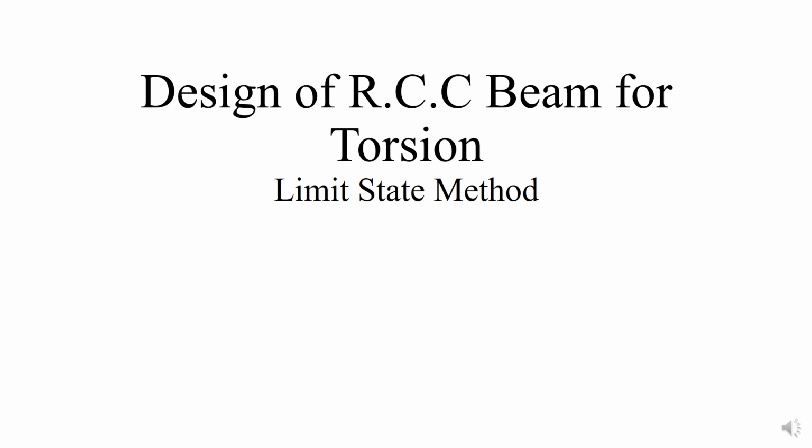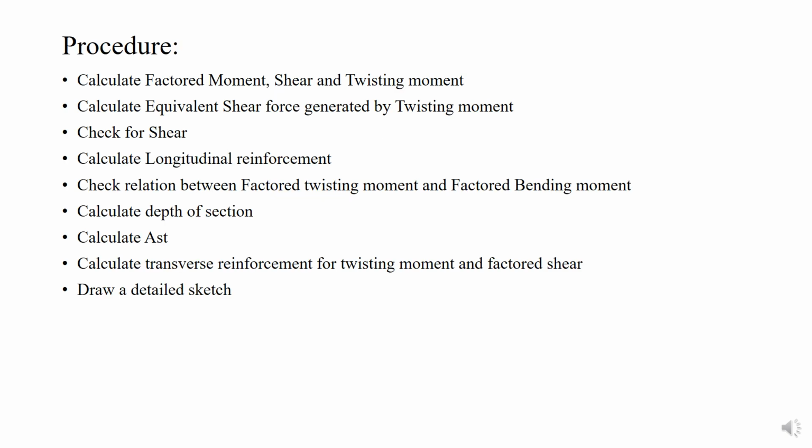This lecture is on design of RCC beam for torsion based on limit state method. So this is the procedure which is supposed to be followed for torsion. First we need to find out factored values, then equivalent shear.